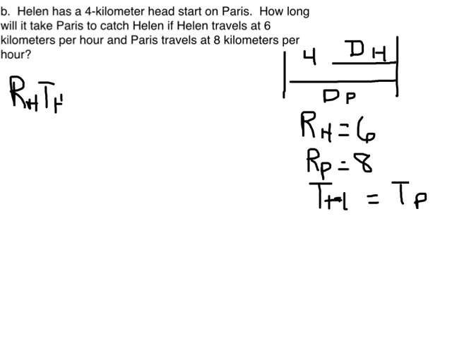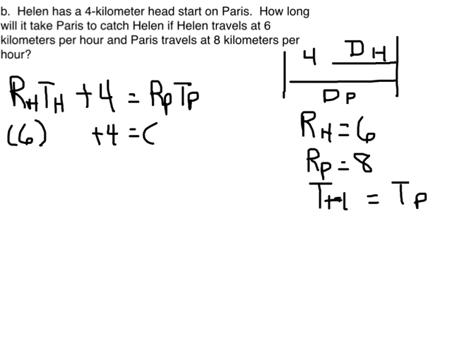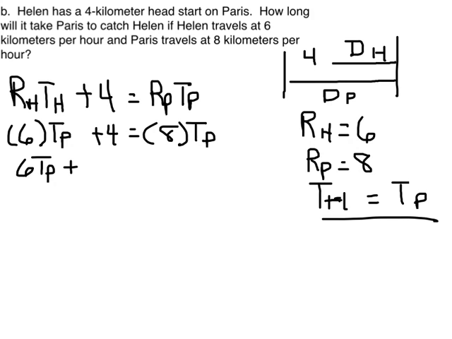RHTH plus 4 equals RPTP. And we'll substitute in 6 here and 8 here. And TH is equal to TP, so right here I can put TP in and just be solving for TP. So now I have 6 TP plus 4 equals 8 TP.